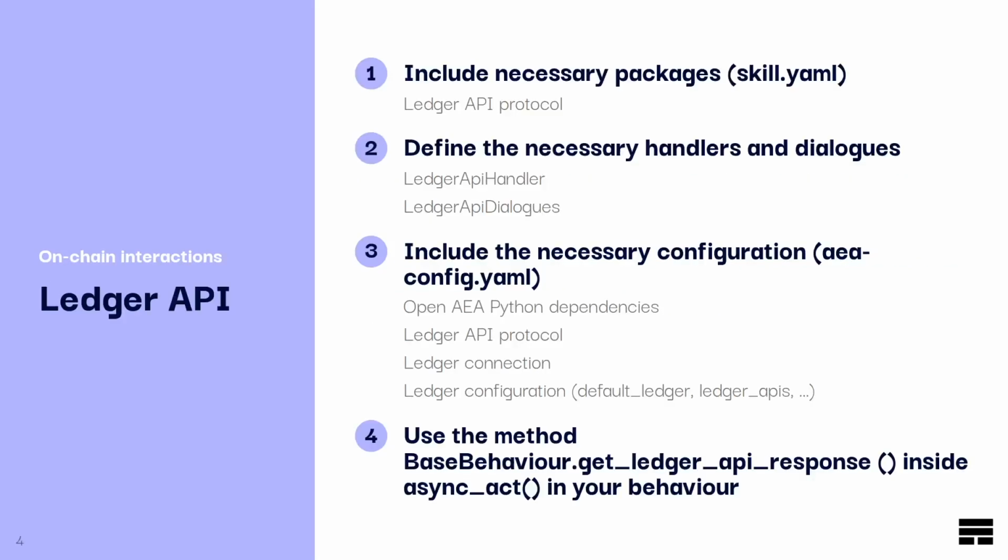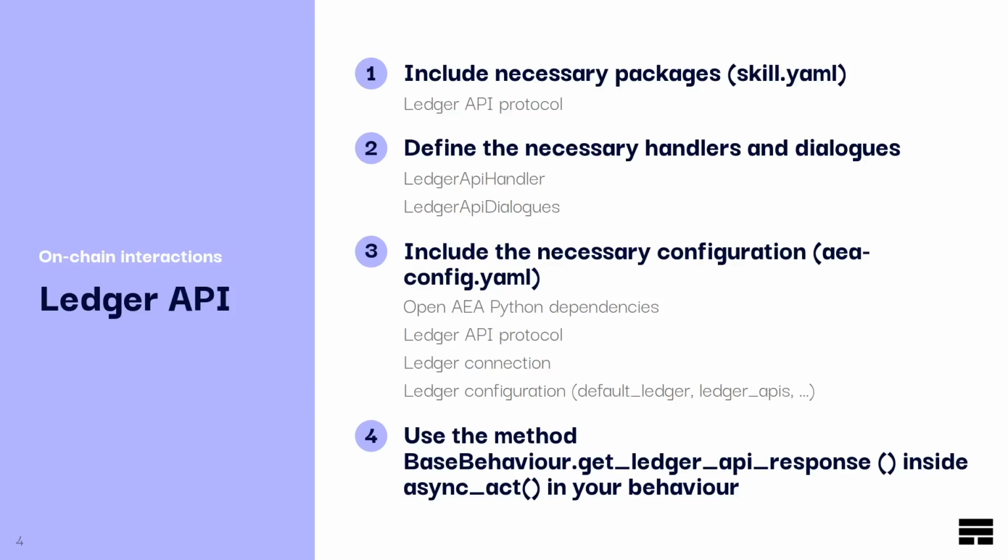To retrieve information from the ledger, you need to follow 4 steps. First, you need to include the necessary packages on the skill.yaml. This is usually the Ledger API protocol. Next, you need to define the necessary handlers and dialogues in your skill, which is the Ledger API handler and the Ledger API dialogues.